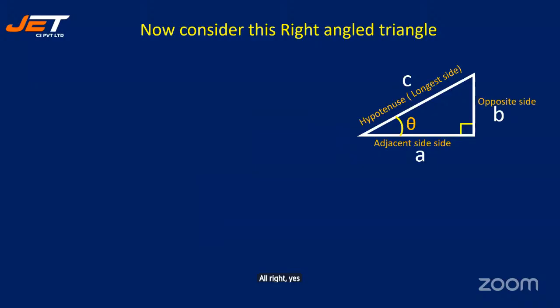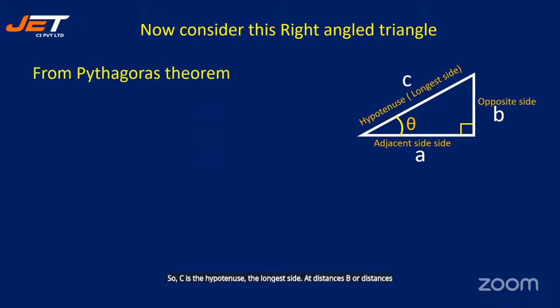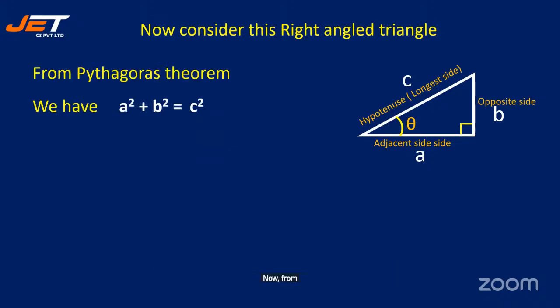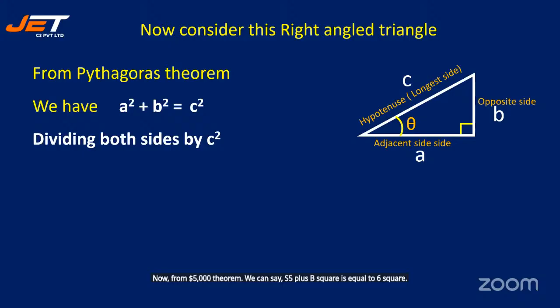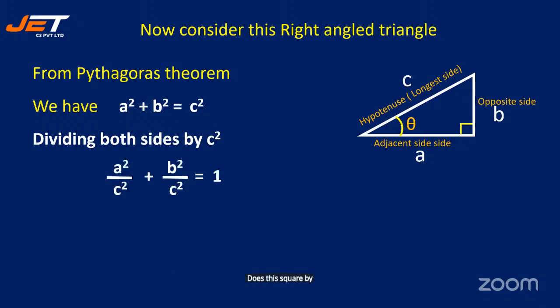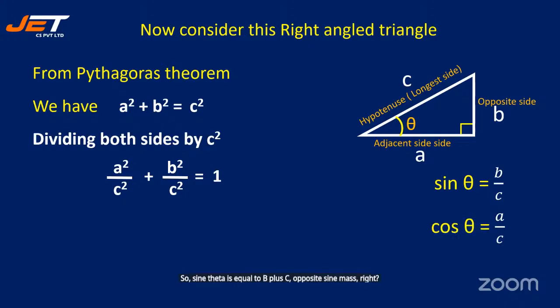Yes. Now, consider this right angle triangle. So, C is the hypotenuse, the longest side. Adjacent is A, opposite is B. Now, from Pythagoras theorem, we can say A square plus B square is equal to C square. So, dividing both the sides by C square, we get A square by C square plus B square by C square is equal to 1. So, sin theta is equal to B by C, opposite side by hypotenuse. Cos theta is adjacent side by hypotenuse, A by C.